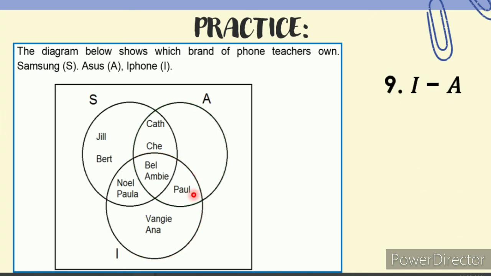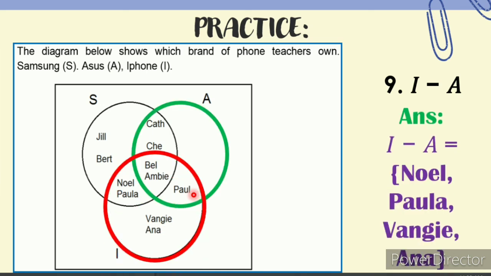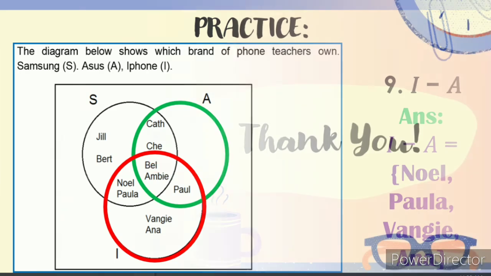Last, what is the difference between I and A, or between set I and set A? So we have Noel, Paula, Banji, and Anne.